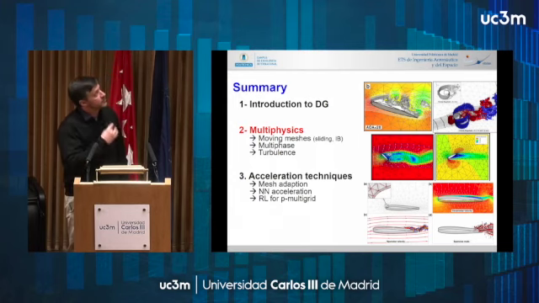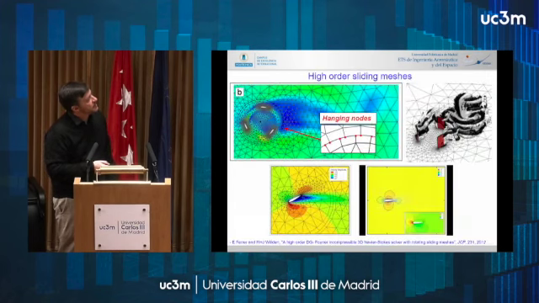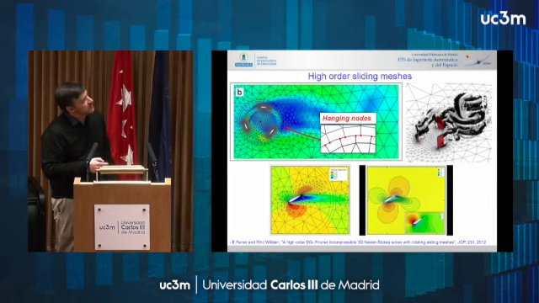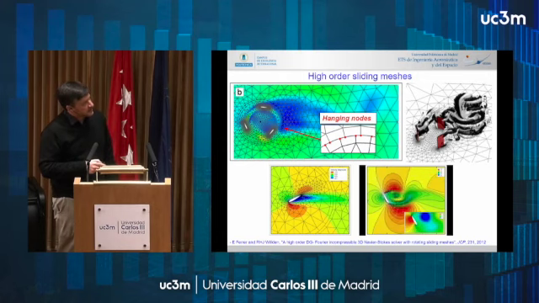Now I'm going to go into the multi-physics and show you a few of the things we are incorporating. Right, so moving meshes. In the past, during my PhD basically, I developed this sliding mesh technique where there's an inner mesh that rotates and another mesh that is static. And what we can see is that the interface between both, when you use higher order methods, doesn't introduce any spurious oscillations, any errors, right?